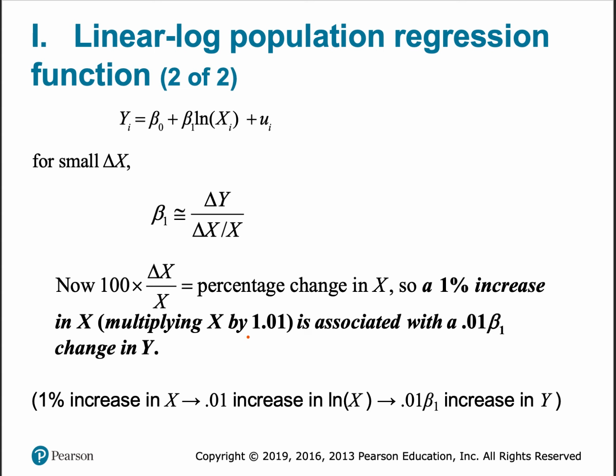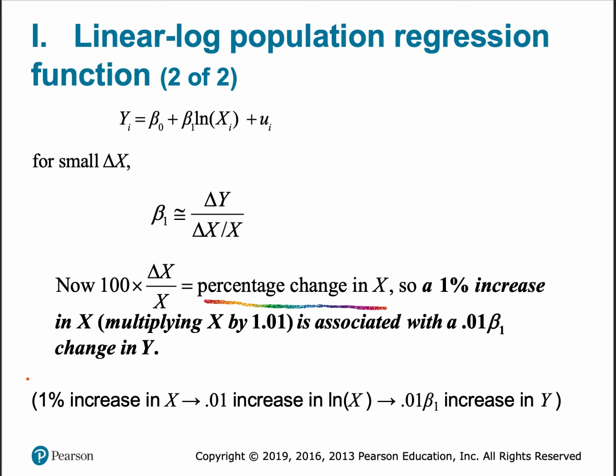Now, if we think about percentage changes in x, because delta x over x is reflected in decimal changes, if we multiply 100 times delta x over x so that we get the percentage change in x, then a 1 percentage point increase in x, which is like multiplying x by 1.01, is associated with a 0.01 times beta 1 change in y.